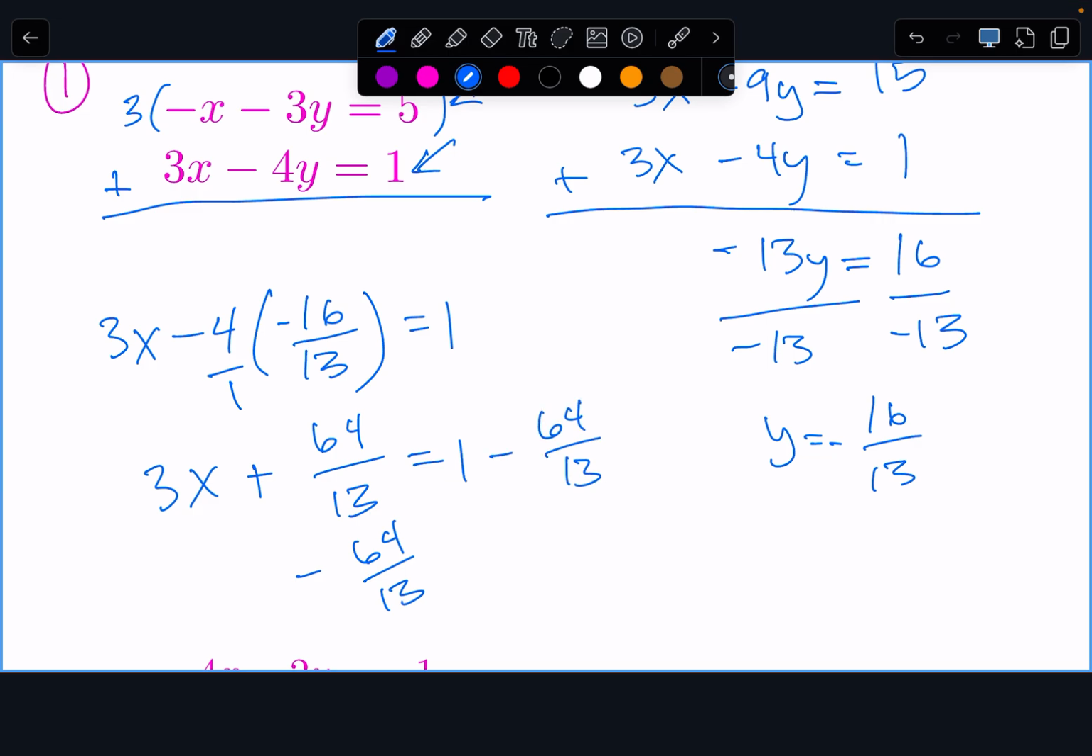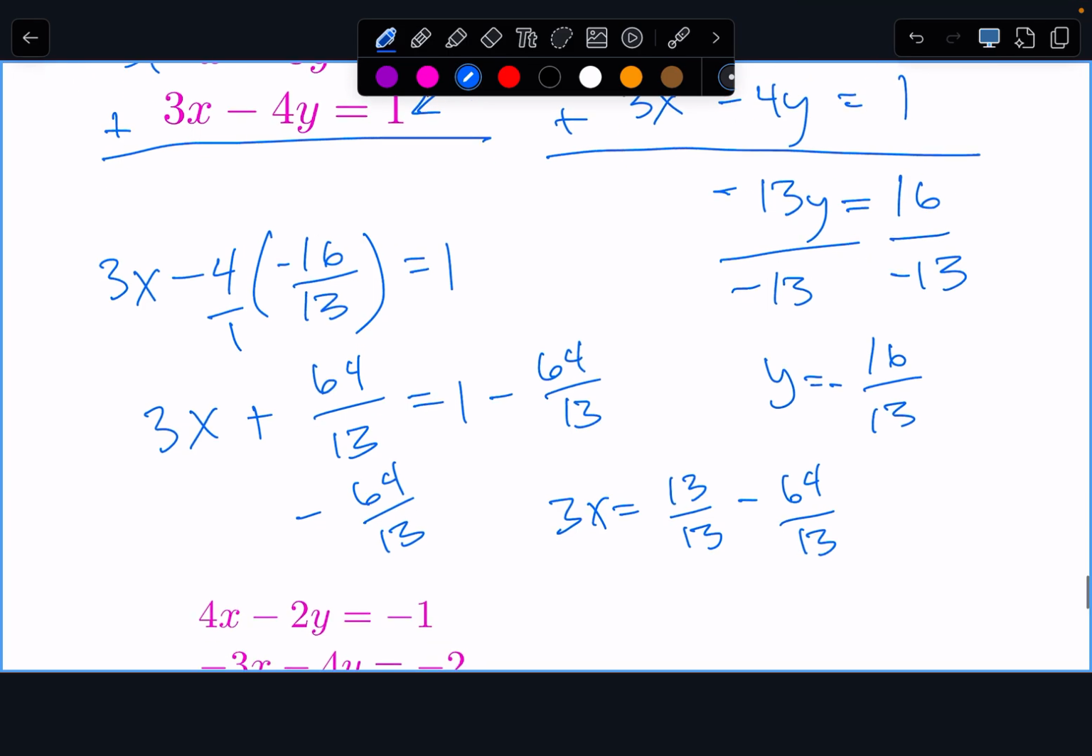And 3x equals 13 over 13 minus 64 over 13. And that will be 3x equals negative 51.